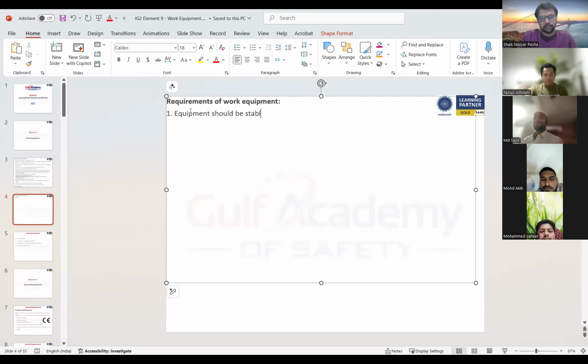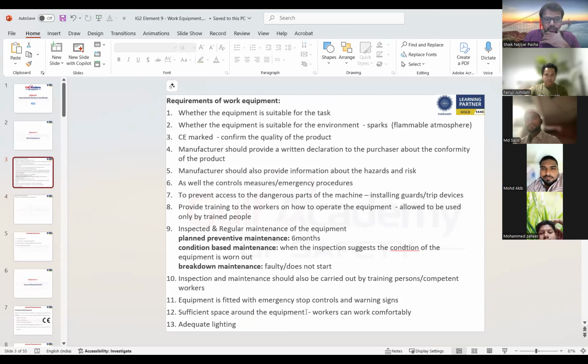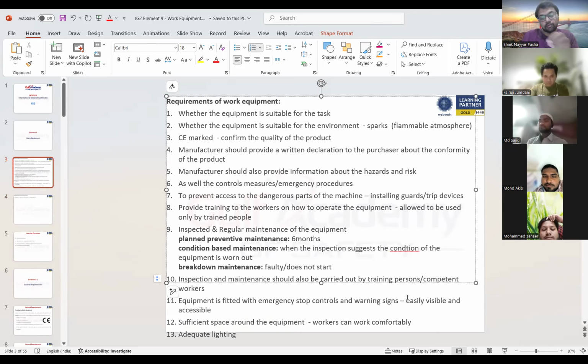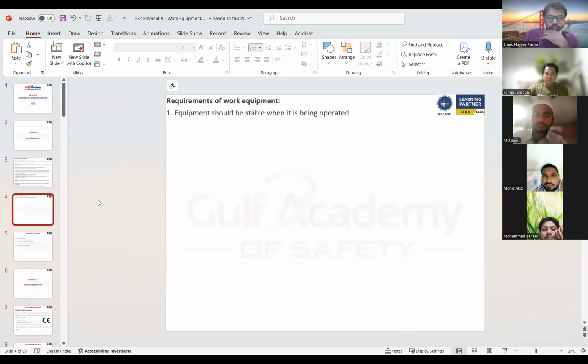The equipment should be stable when it is being operated. Now, one more point I can include here. When there are emergency stop and start controls, make sure they are, emergency controls especially, easily visible to the worker so that they can see and stop the machine if it is unsafe, and easily accessible. The worker should be able to reach it without any difficulty. So that is also one more thing.